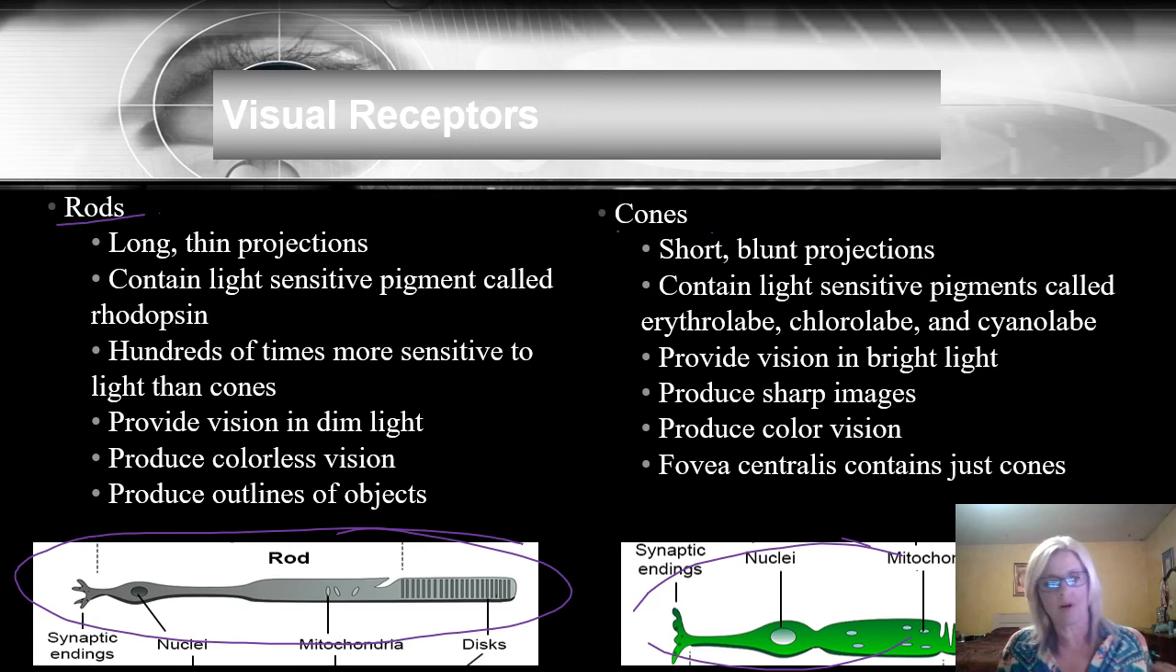Rods, however, give us our vision in dim light. They produce the black and white vision, colorless vision, and they produce the outlines of objects. So if you have something like night blindness that's not due to nutrition, it may be that you do not have as many rods as some other people. So there are differences in the amounts of these, which is also partially responsible for things like color blindness.